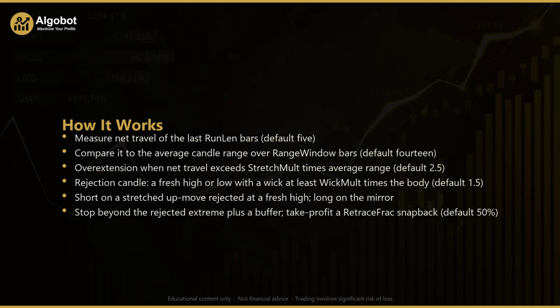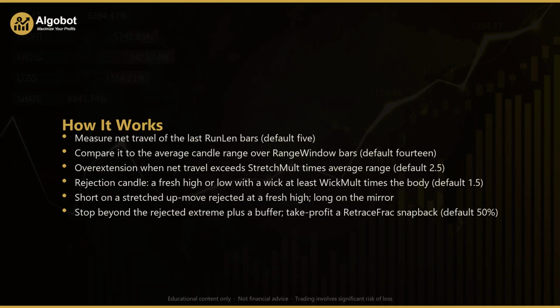Second, it looks for a rejection candle. The most recently closed bar must print a fresh extreme, a high above the prior window's highest high, or a low below the prior window's lowest low. On top of that, it must show a long rejecting wick into the direction of the move. The strategy measures the wick against the body and requires the wick to be at least wick multiple times the body size, defaulting to 1.5. It also checks that the rejection is skewed the right way, the upper wick dominant for a top, the lower wick dominant for a bottom.